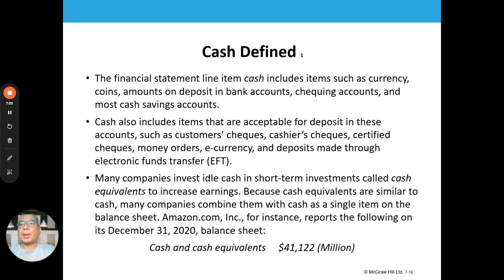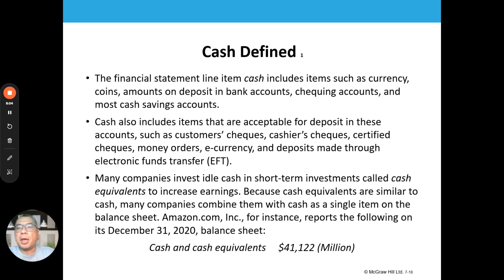Cash, define. What is cash defined as? Financial statement line item cash includes currency, coins, amounts deposited in a bank account, checking accounts, and most savings accounts. Okay, so most companies have a financial analyst to reconcile all of these items. Okay, treasury, usually the function of treasury. Cash also can include deposited customer checks, cashier's checks, certified checks, e-currency, and EFT, electronic fund transfer.